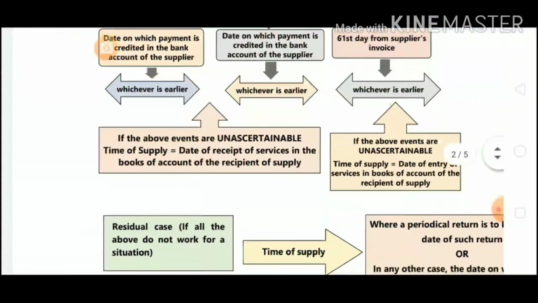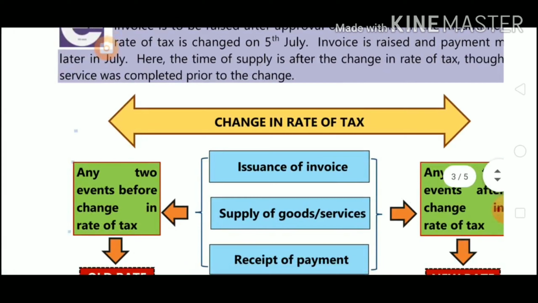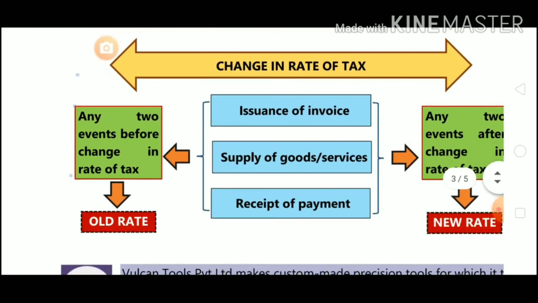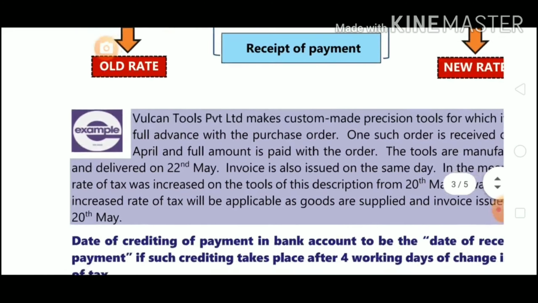Now the next important provision is change in rate of tax, section 14. In this case, they have said that there are three events basically: issue of invoice, supply of goods or services, and receipt of payment. If out of these three events any two events take place before change in rate of tax, then we'll take the old rate, and if any two events take place after change in rate of tax, then we'll take the new rate. So this diagram is basically to decide when we have to take the old rate and when we are supposed to take the new rate. Now we'll study time of supply in case of change in rate of tax.